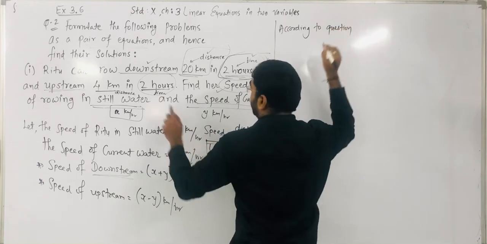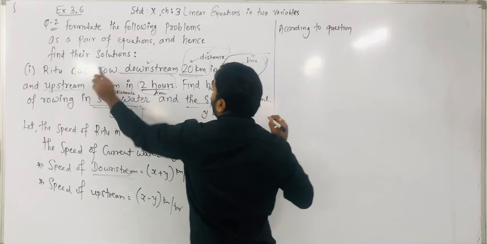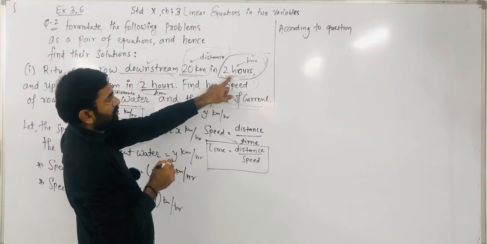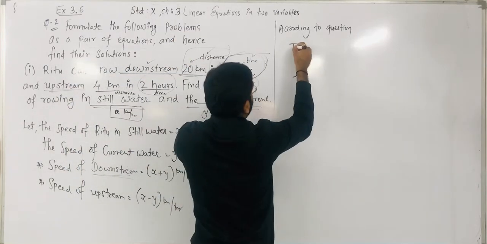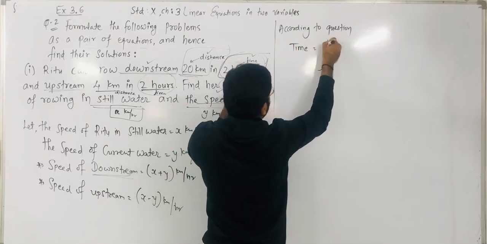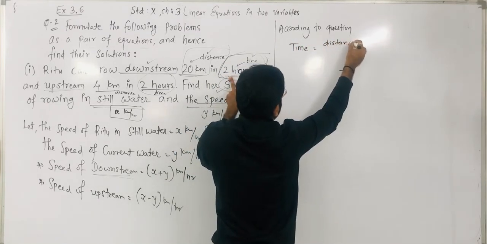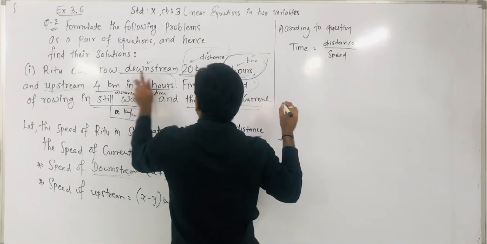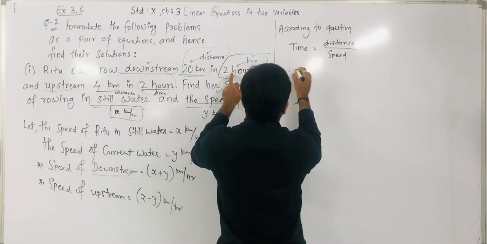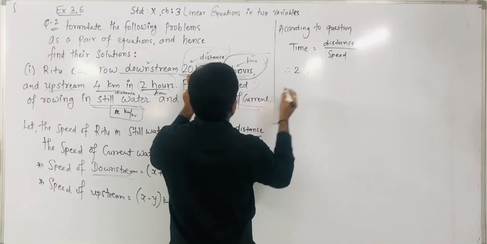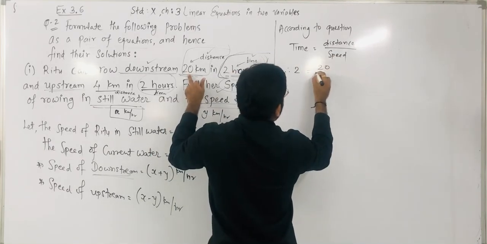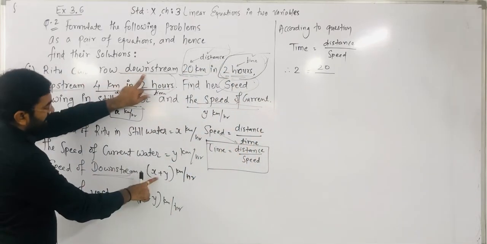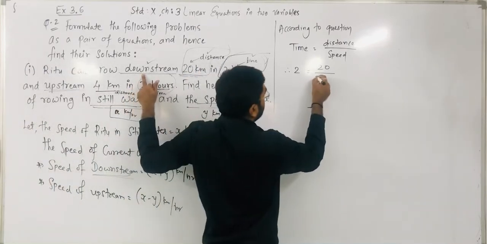in the first case, the downstream, Ritu goes downstream. Distance is 20 km and time is 2 hours. So here I again write that formula. Time is equal to distance upon speed. So downstream time is 2 hours, its distance covered is 20 km, and the downstream speed is x plus y.